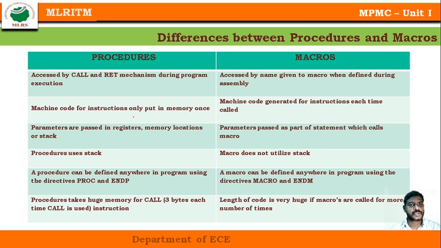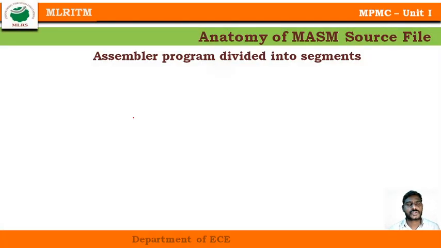Procedure takes more memory for the call instruction each time, but in case of macros it increases the length of the code because it is inserting the required lines whenever I am calling these macros. So these are the few differences between the macros and procedures. Next we'll go for what is a MASM source file, how to write it, and how to create an object file. So these things we are going to do.